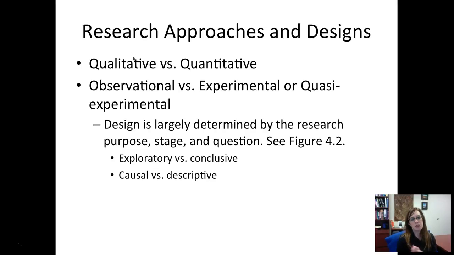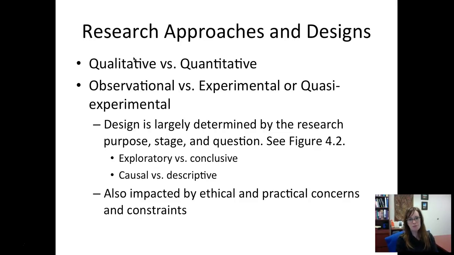And so your book distinguishes between exploratory versus conclusive research and causal versus descriptive research. And so we'll use that language as we move through and talk a little bit about how those different types of research often require different types of designs. And that design really influences the kind of evidence that we produce and the conclusions that we can make, what we can say about the findings of our research.